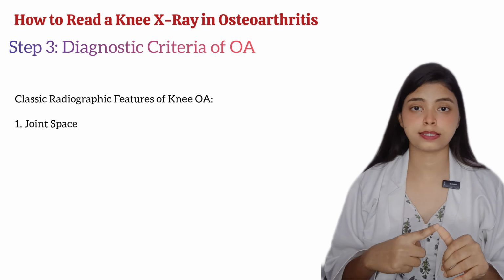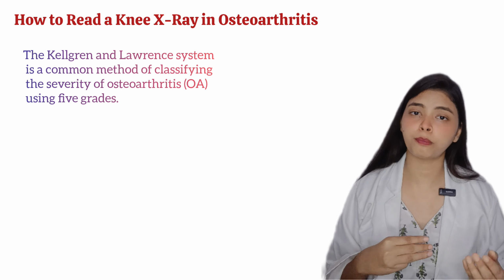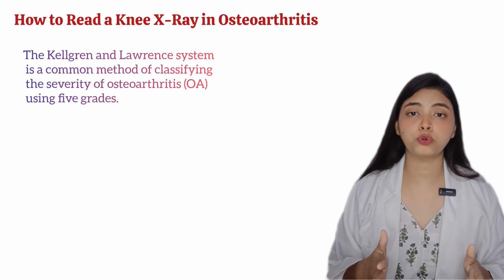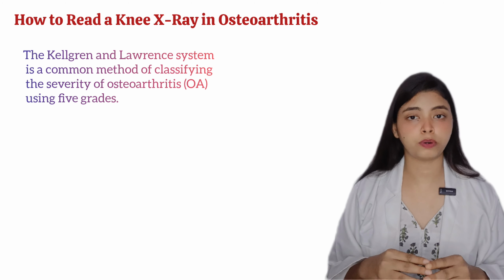Now, according to the radiological features, you have to grade the osteoarthritis. For grading, we will use the Kellgren and Lawrence classification system, which is most commonly used to grade osteoarthritis. There is a 5-point grade. 0 is none, that is totally healthy, no radiological feature is seen. In 1, doubtful features are seen. 2 is for mild, 3 for moderate, and 4 for severe. Now, let's discuss one by one.